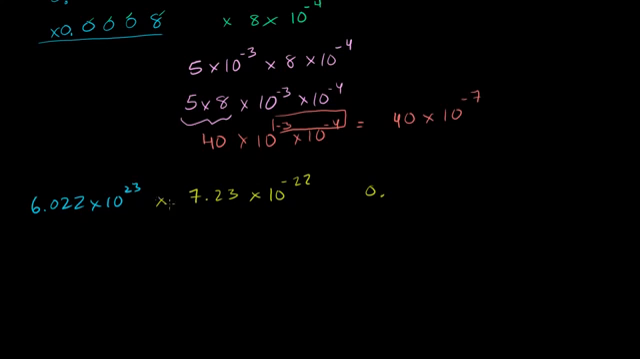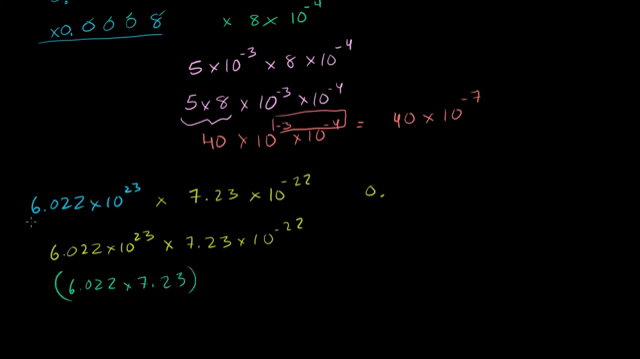But the multiplication, when you do it in scientific notation, is actually fairly straightforward. This is going to be equal to 6.022 times 10 to the 23rd times 7.23 times 10 to the minus 22. We can change the order. So it's equal to 6.022 times 7.23, that's the first parts of our scientific notation, times 10 to the 23rd times 10 to the minus 22.